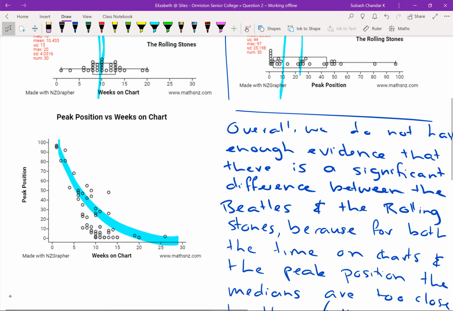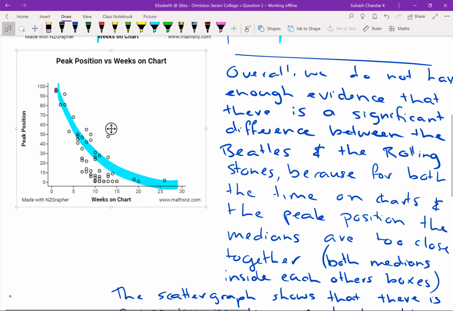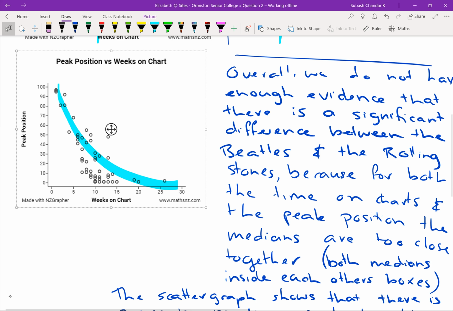So that means overall, I think I don't have enough evidence to say that there is any difference. So my conclusion overall is that both of these bands are equally successful. So that's all I want to do, just one last concluding sentence.